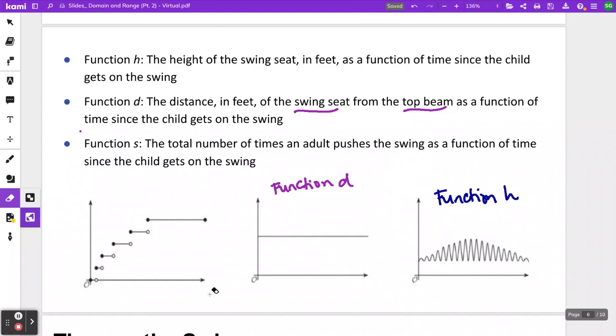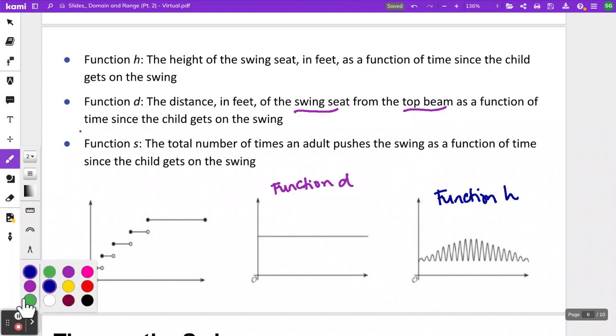Oh, sorry, and goes with this last graph. And then finally, this one right here goes with function S.